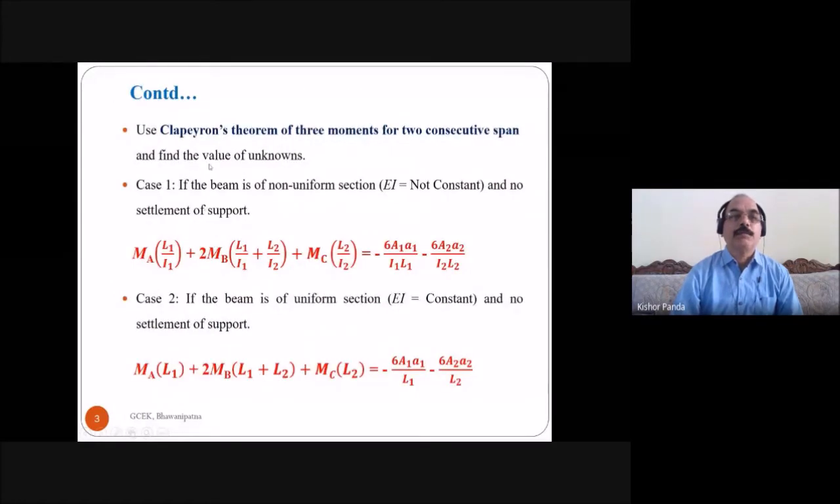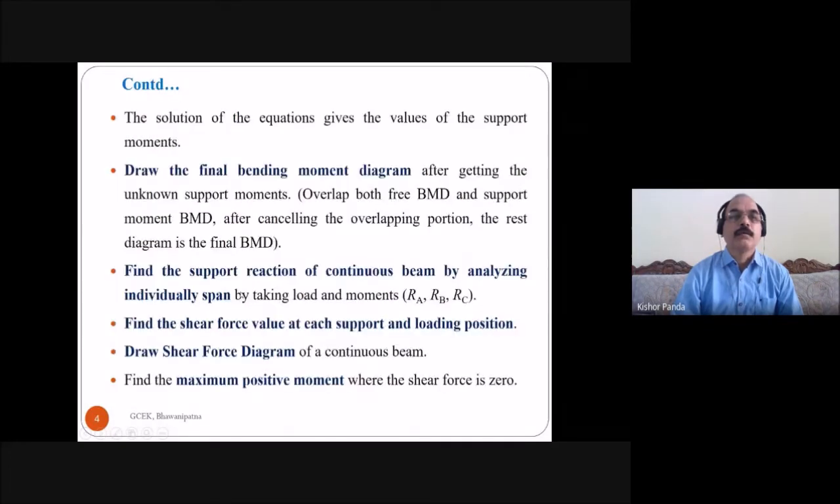Then by using the Clapeyron theorem, you have to find out the support moments. So these are the two cases I have already explained in the last class. After getting the moments, you have to draw the final bending moment diagram by overlapping the free BMD and support moment diagram. After cancelling the overlapping portion, positive and negative, the rest of the diagram will be the final bending moment diagram.